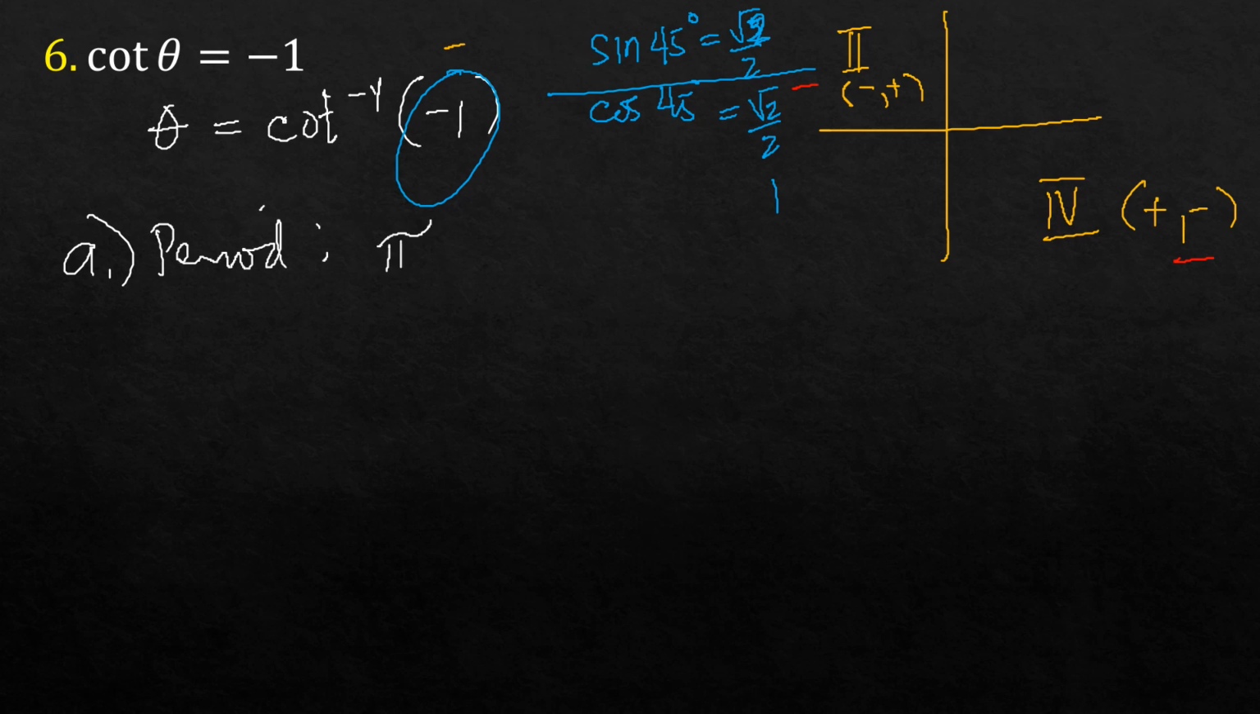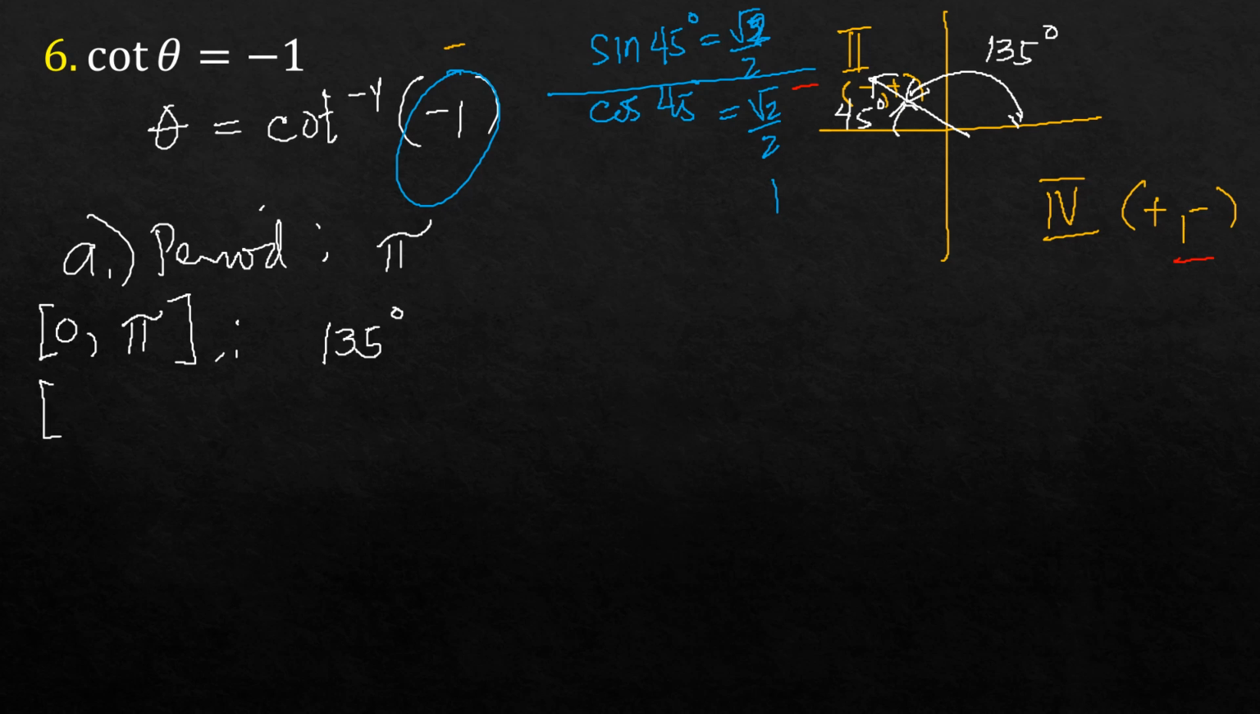The period of cotangent is pi. So when you are asked to provide the solution from the period 0 to pi, there must be only one solution. And what is that? The reference angle is 45 degrees, so this is the terminal side. You move here, 180 degrees minus 45 degrees, that is 135 degrees. That is the only solution from the interval 0 to pi.